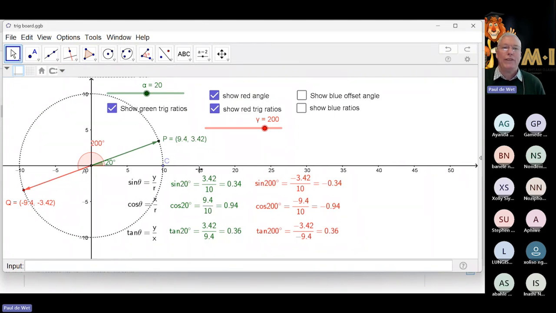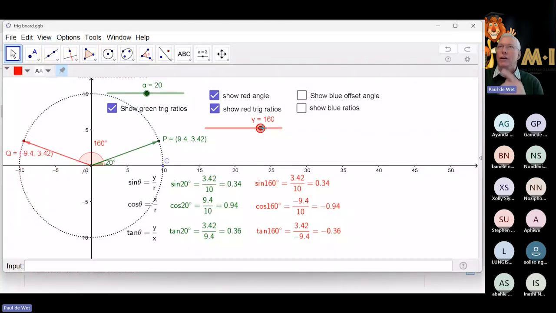If I go to 160 on my angle, I will get the same numbers for those ratios. Not the same signs, but the same numbers. Are we okay? All right.